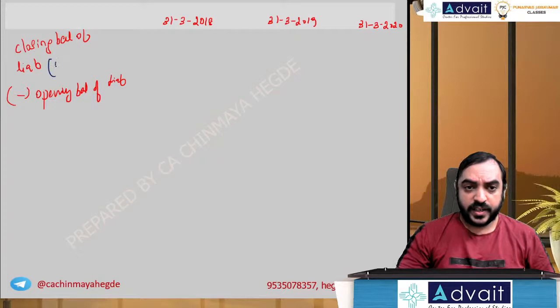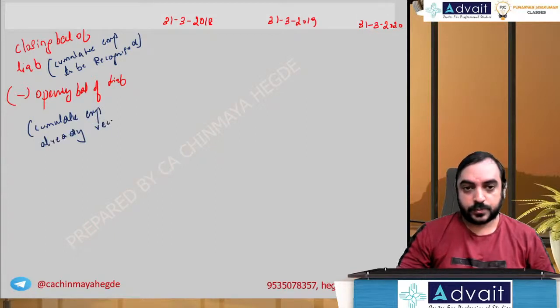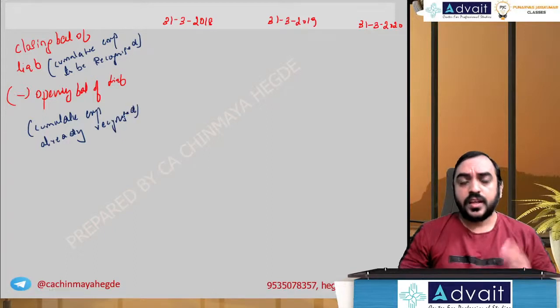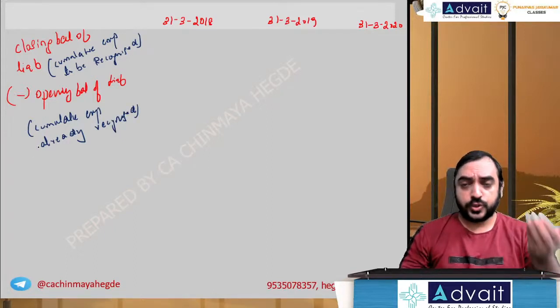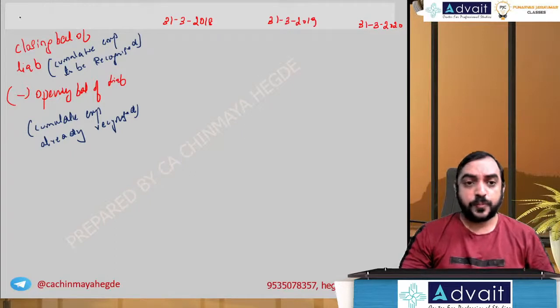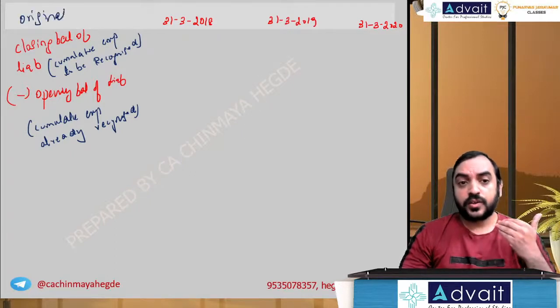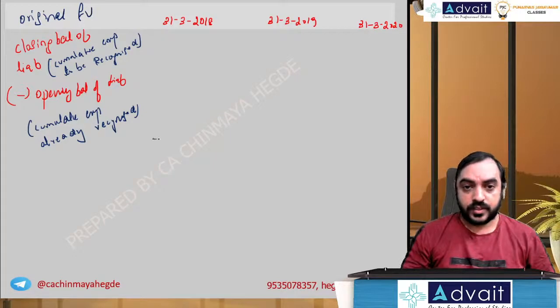Closing balance is the cumulative expense, that is, cumulative expense till date, cumulative expense to be recognized. And the opening balance means the cumulative expense already recognized. Okay, so we'll do this for the original amount, that is the original fair value, and then I'll repeat it for the original fair value. The difference is what I will actually get as the expense for the year.